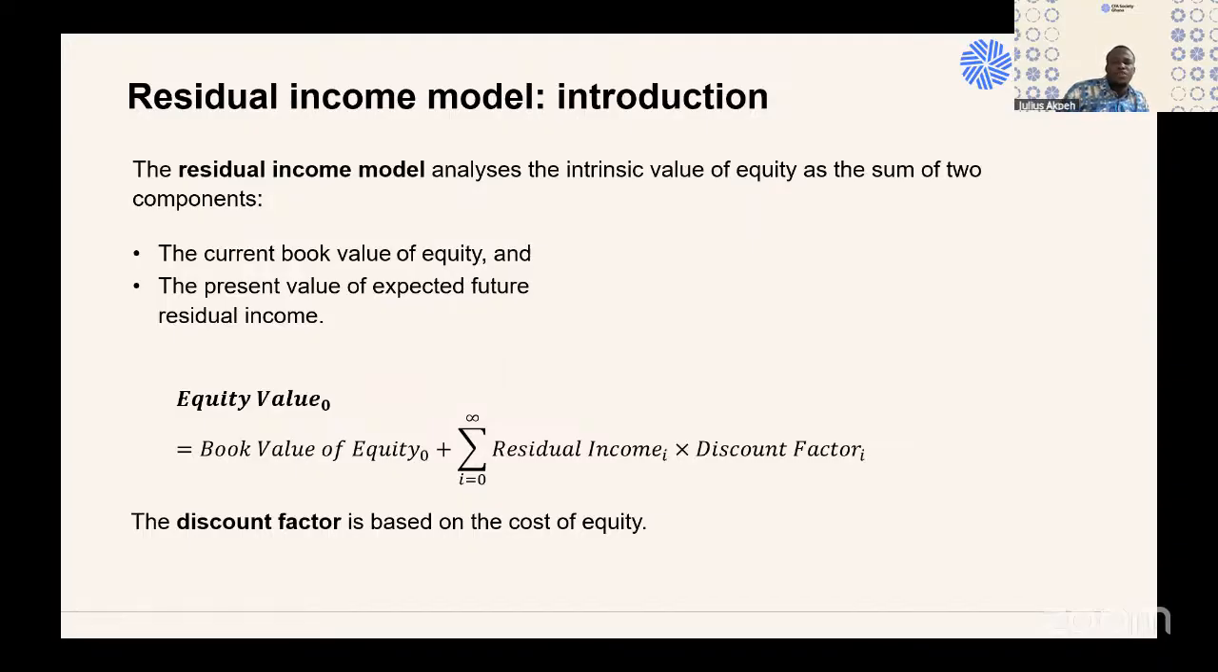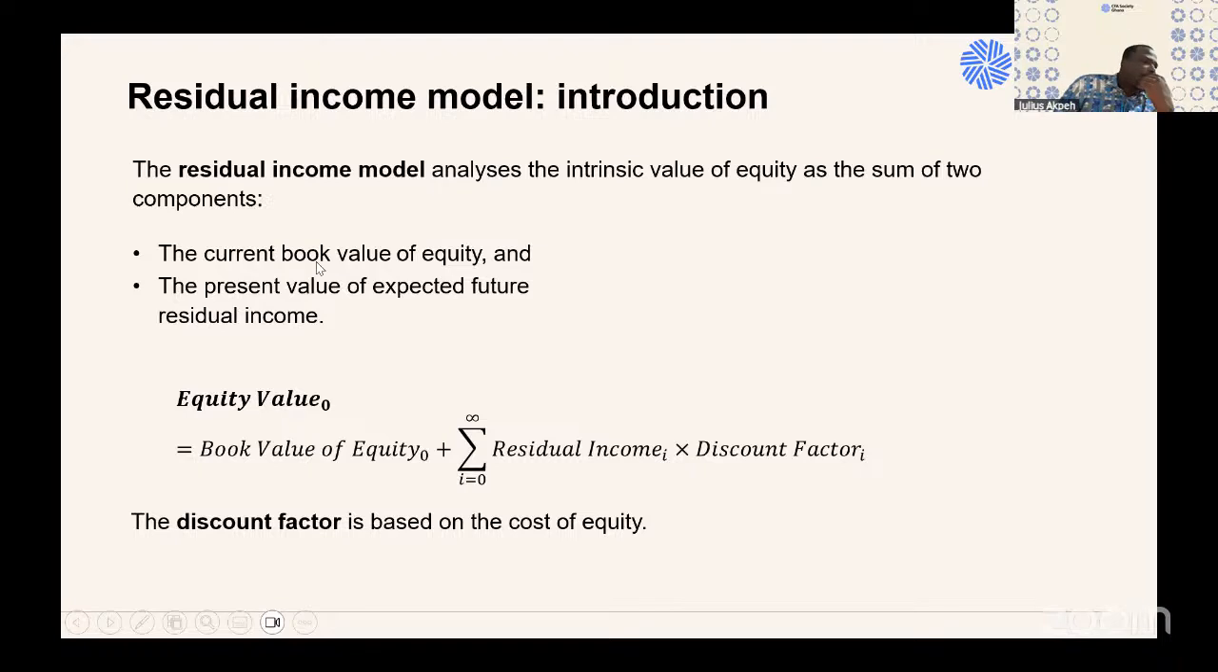When you check the residual income model, this is the model structure. The equity value is the book value of equity plus the residual income multiplied by the discount factor. So the set of residual income forecasts in the future multiplied by the discount factor gives you the present value of residual income, which is the second term here. Then we add that to the current book value of equity. So you see that the residual income model is in two parts. One part is the current book value of equity. The second part is the present value of expected future residual income.